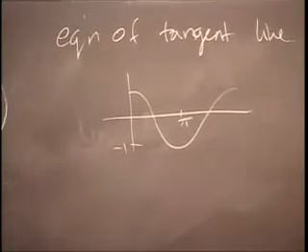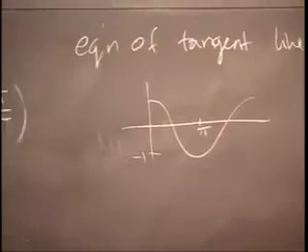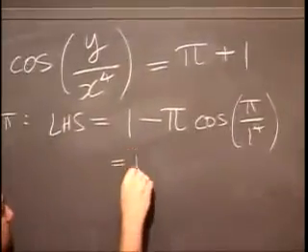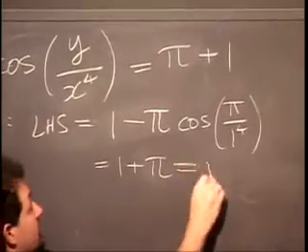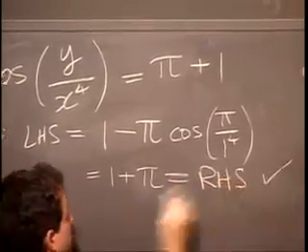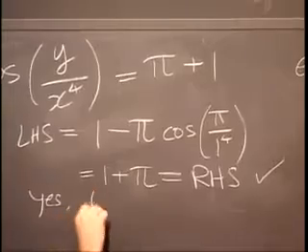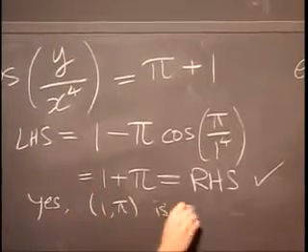Okay, so this is 1 minus pi times minus 1. So it actually equals 1 plus pi, which is nicely the same as the right-hand side. So yes, (1, pi) is on the curve.